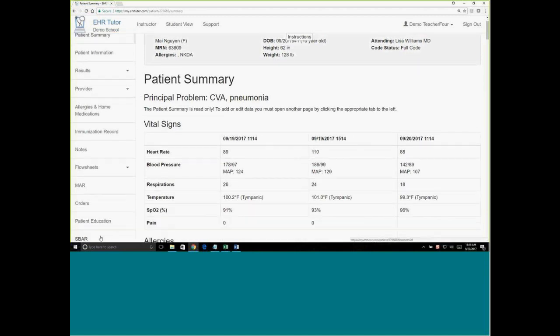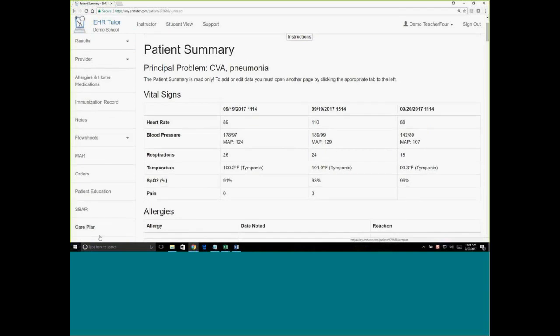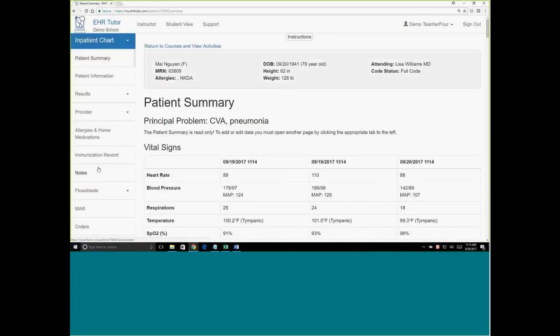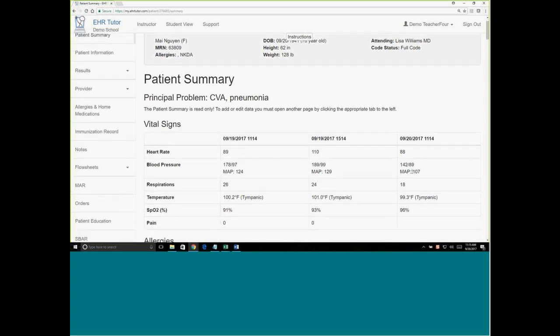Over here we have all the tabs where you can go and seek information or chart information on the side. We have basic information about May Wynn up at the top. And you'll see that this patient has been built with a fair amount of information on her. We can have vital signs that we can take a look at to see if there's any changes taking place. And May Wynn just happens to have a CVA and pneumonia.